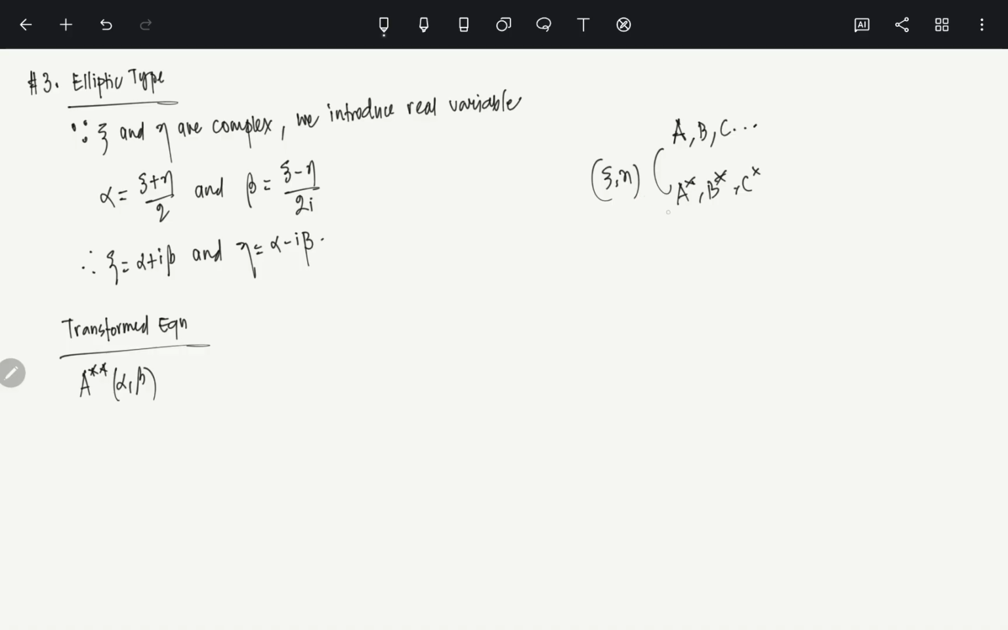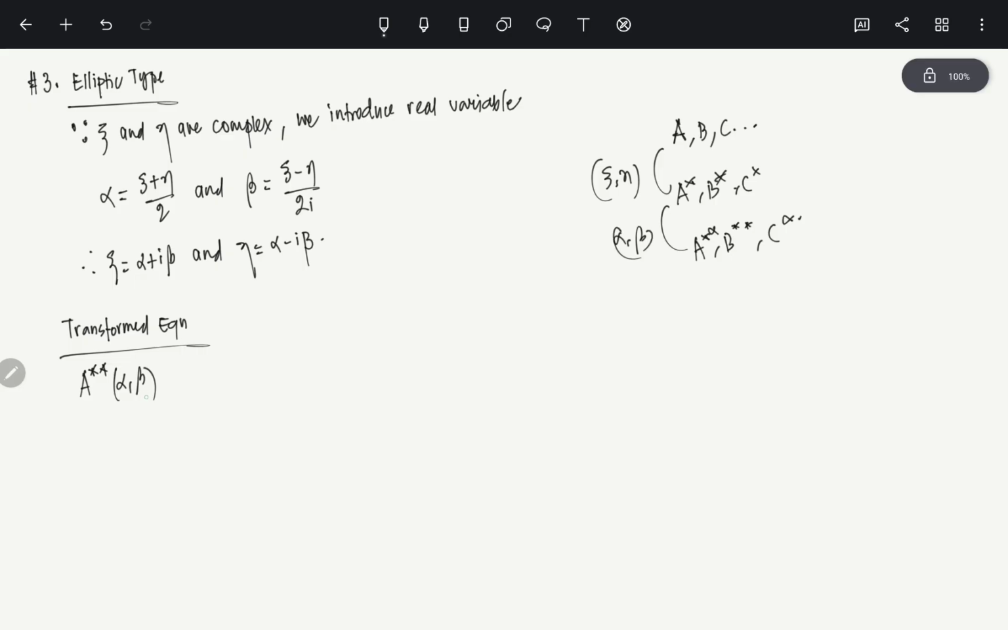So basically what we are doing is making it a real variable. Now we have a star, b star, and the transformed equation has coefficients a double star, b double star, c double star, and the new variables in this case are alpha and beta. Is it okay? So that's what we are doing.